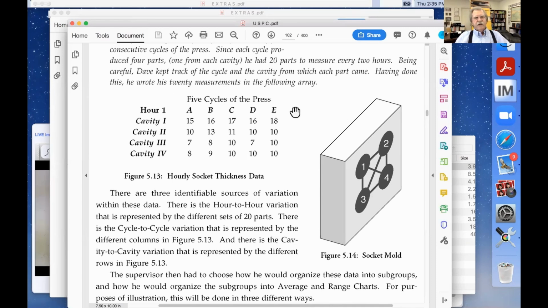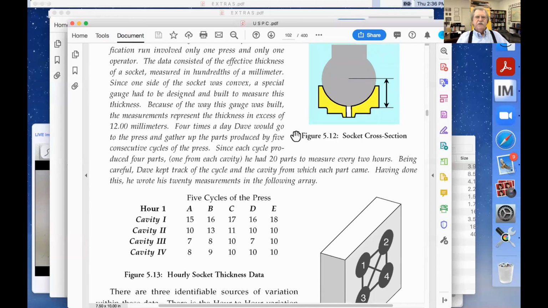So 4 times each day, the supervisor, Dave, goes out to the press, and for each of 5 consecutive cycles of the press, bang, bang, bang, bang, bang, he gets all 4 parts, all 4 cavities, 1, 2, 3, 4, before they're knocked apart. He puts them on a cookie sheet, carries it back to his office, and sits down and measures the thickness. This is the distance from the center of the ball joint stud to the bottom of the ball joint socket. It's a virtual dimension. You have a special jig to measure it.